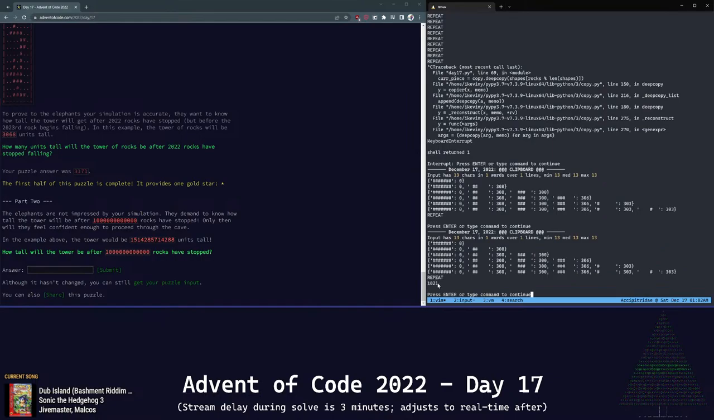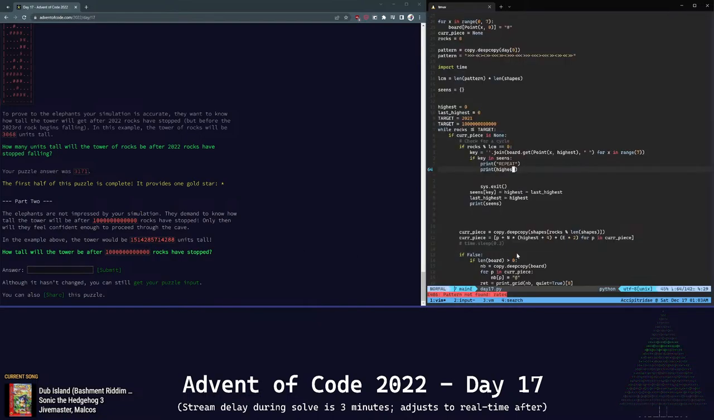So we cycle after 18, 21, the height. Every cycle of that many rocks, we should just move up 18, 21, right? So we basically run that and then we run it one final time. We do that many multiples and then we can return.